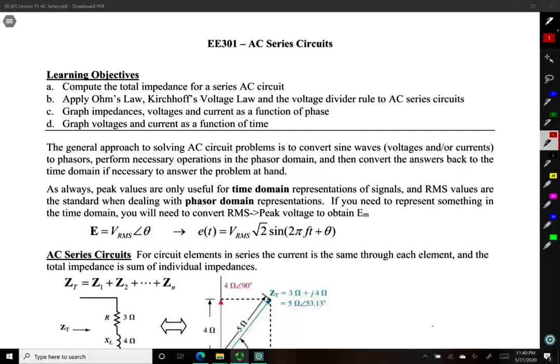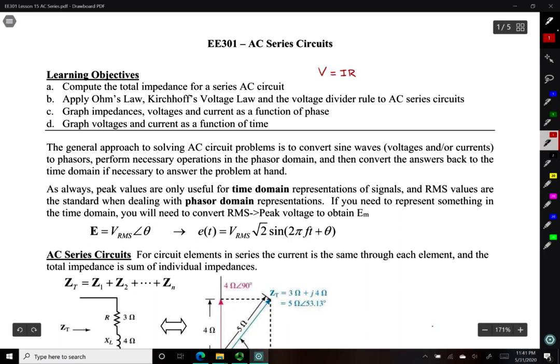In this lesson, we'll be covering AC series circuits. And as a review, we'll recall that AC voltages and currents are represented by phasors, and that the current through and voltage across elements are related by their impedance, which is a complex number. So this is just a generalization of Ohm's law, where initially we had V equals IR for DC circuits, but now we're going to convert that to V is equal to IZ, where all of these are now vector quantities. And Z is complex impedance instead of just resistance.